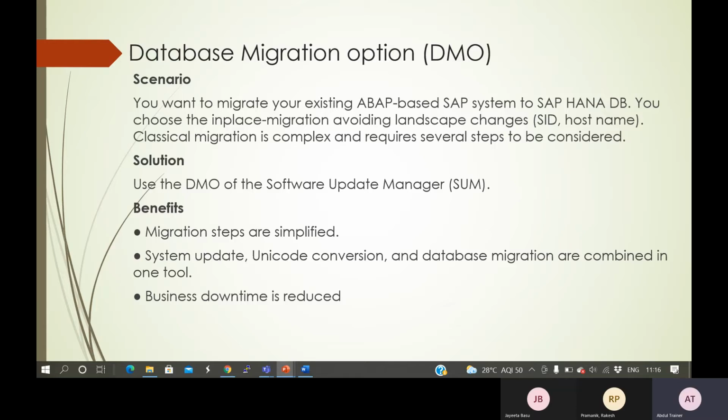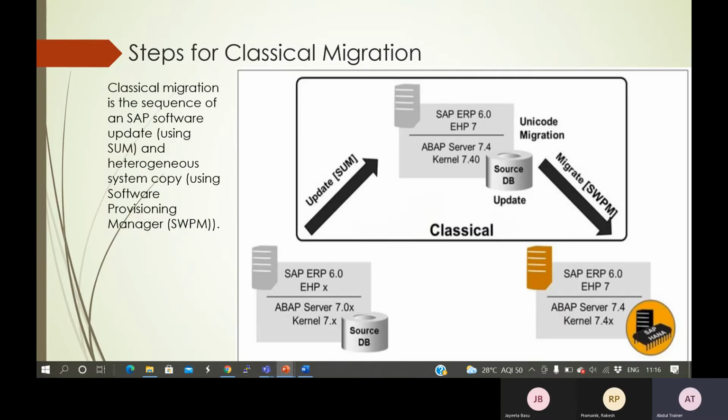Okay, if you consider the classical migrations, your downtime increases. Let's consider the same scenario. This is the classical migration. You have ERP 6.0, then EHP, consider it is EHP 4. Then you have the ABAP servers running on 7.0, and the kernel is on 7.0, for example. The source database can be any database, consider Oracle. Now I want to go to the target on HANA.